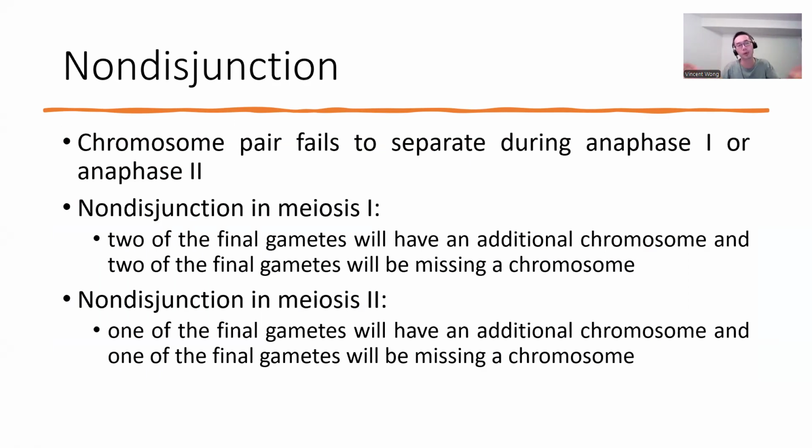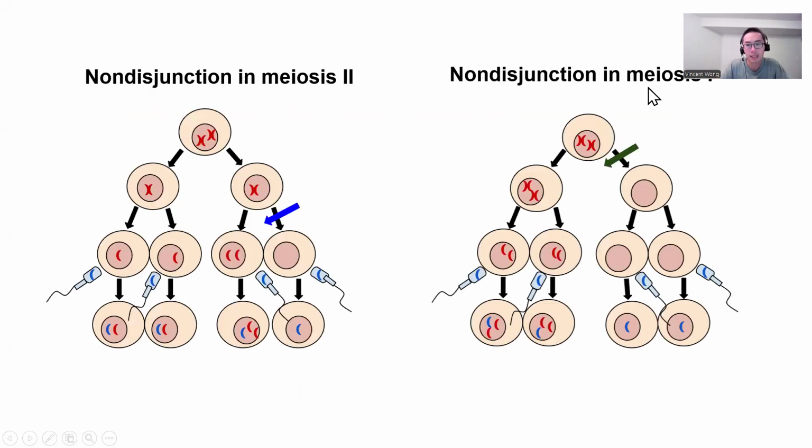Well, they're supposed to separate in anaphase one and anaphase two. So the failure could happen in either anaphase 1 or anaphase 2. Okay? So if it happens in meiosis 1, then we're going to have some problems. If it happened in meiosis 2, then we're going to have some other problems. It's easier to show you in a picture. All right, let's start with a situation on the right side.